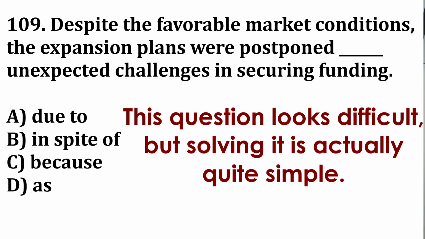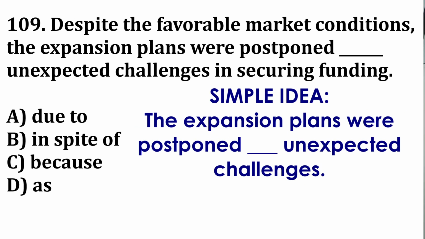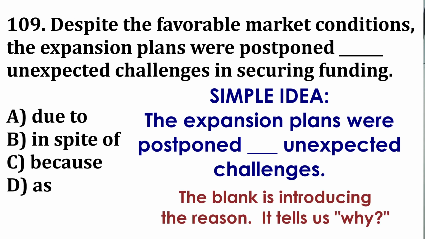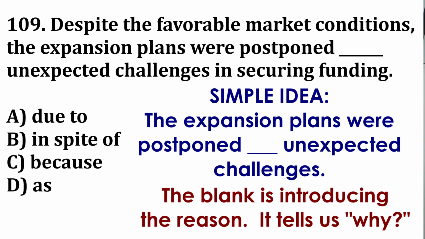Now, you can see this question looks quite difficult, but the basic idea is the expansion plans were postponed. So the plans to expand were delayed, blank, unexpected challenges. That's enough. That's all you need to read. Everything else is there to confuse you at this time. So we know the blank will introduce a reason because we postponed expansion plans, or the expansion plans were postponed. Why? Unexpected challenges. That is the reason.